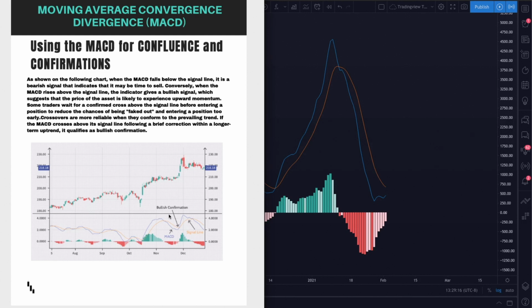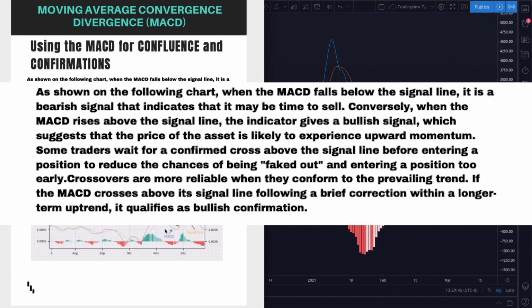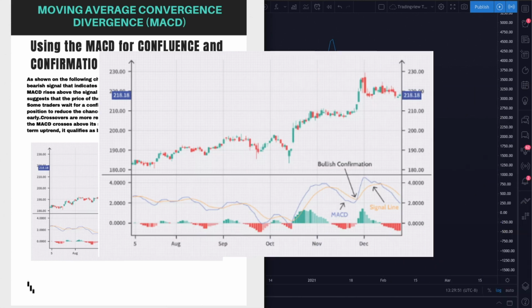The indicator gives a bullish signal, which suggests that the price of the asset is likely to experience upward momentum. Some traders wait for a confirmed cross above the signal line before entering into a position to reduce the chances of being faked out and entering into a position too early. As I mentioned in the previous lesson, you want to not front run these indicators, as it can definitely get you in trouble. Now, crossovers are much more reliable when they conform to the prevailing trend. If the MACD crosses above its signal line following a brief correction within a longer term uptrend, it qualifies as a bullish confirmation.